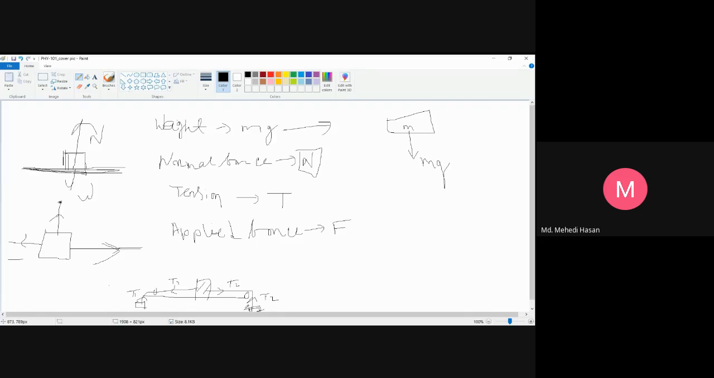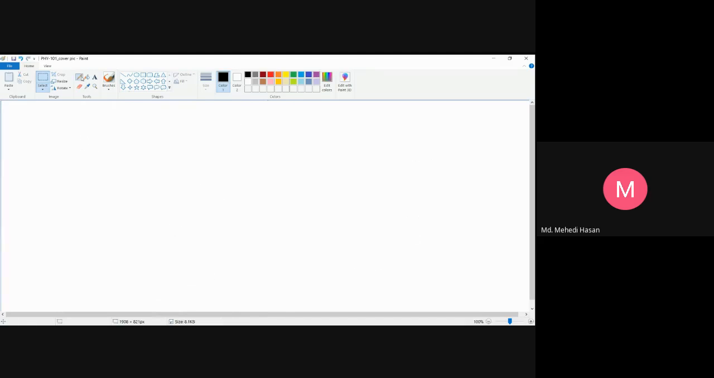So for that object, the tension is upward, away from that object, and for that object too. But T2 and T1 are not equal, due to the different weight attached to each object. So these are the tensions, and the applied force is the normal applied force. Say if we apply force like that, or like that. So these are the applied forces. These are the forces involved in a free body diagram, and this is basically the procedure for drawing a free body diagram.